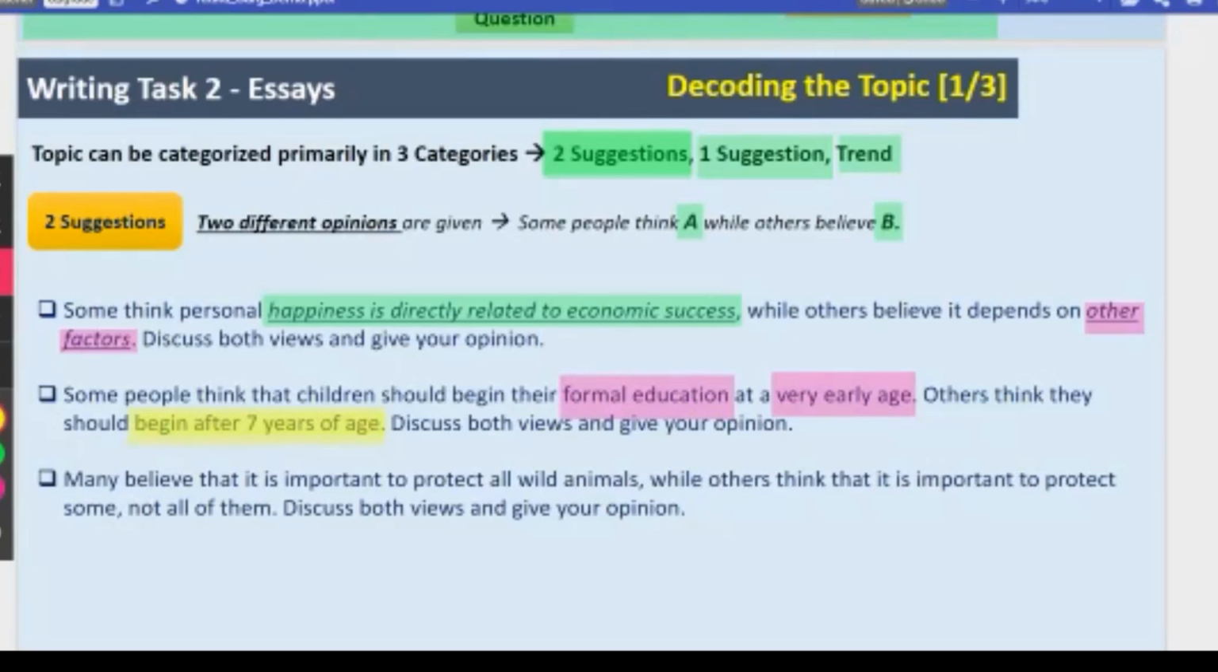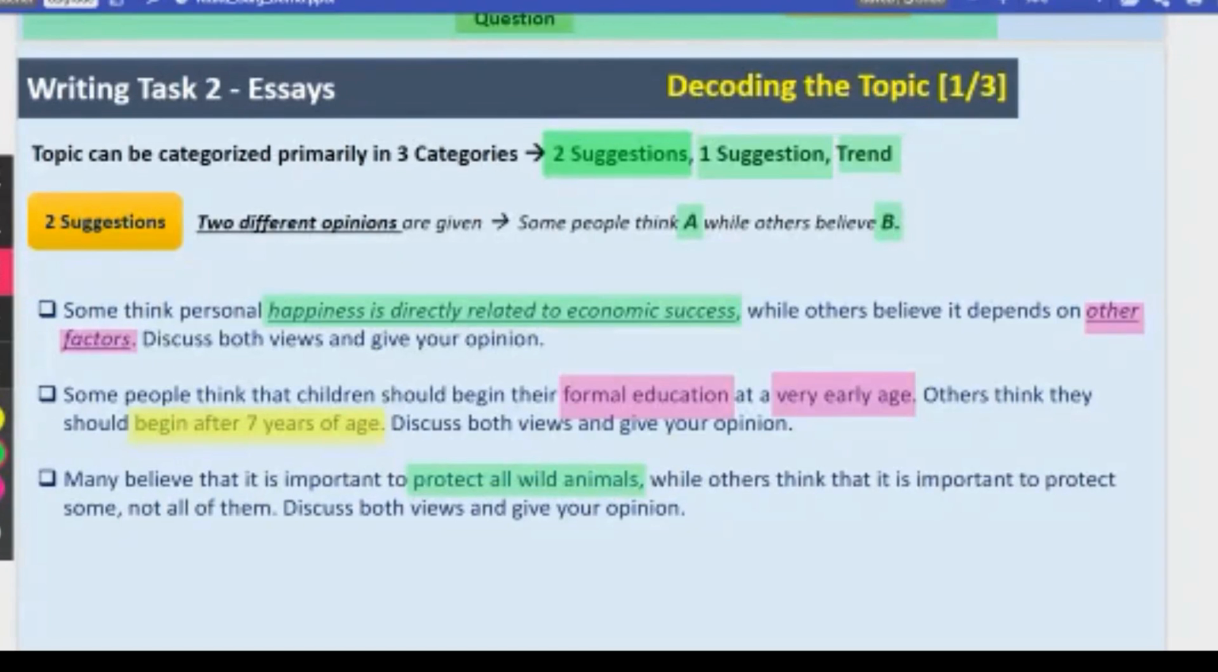Another example: many believe that it is important to protect all wild animals. Please focus on what they are suggesting: protect all wild animals. It is important to protect all wild animals. This is the first category of people, while others think that it is important to protect some, not all of them.